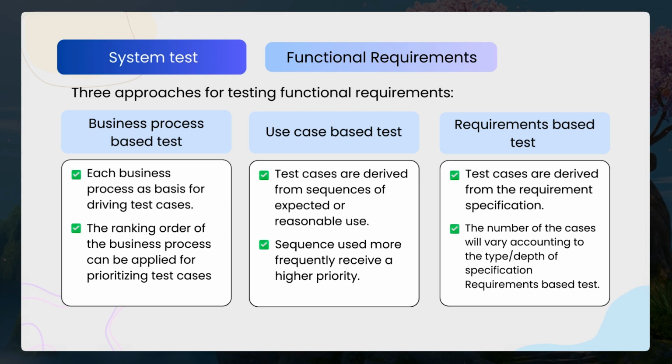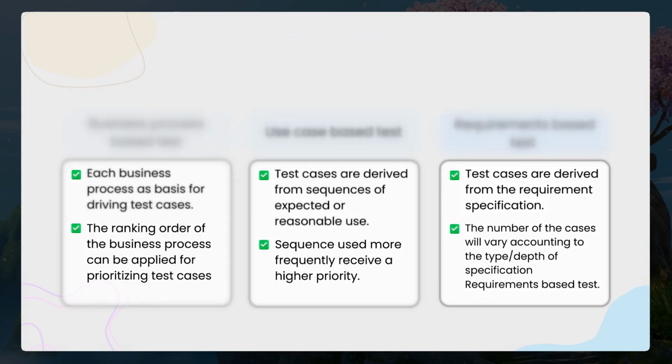In business process-based test, each business process is the basis for deriving test cases. The ranking order of the business processes can be applied for prioritizing test cases. In use case-based test, test cases are derived from sequences of expected or reasonable use. And in requirements-based test, test cases are derived from the requirement specification. The number of test cases will vary according to the type or depth of the specification.